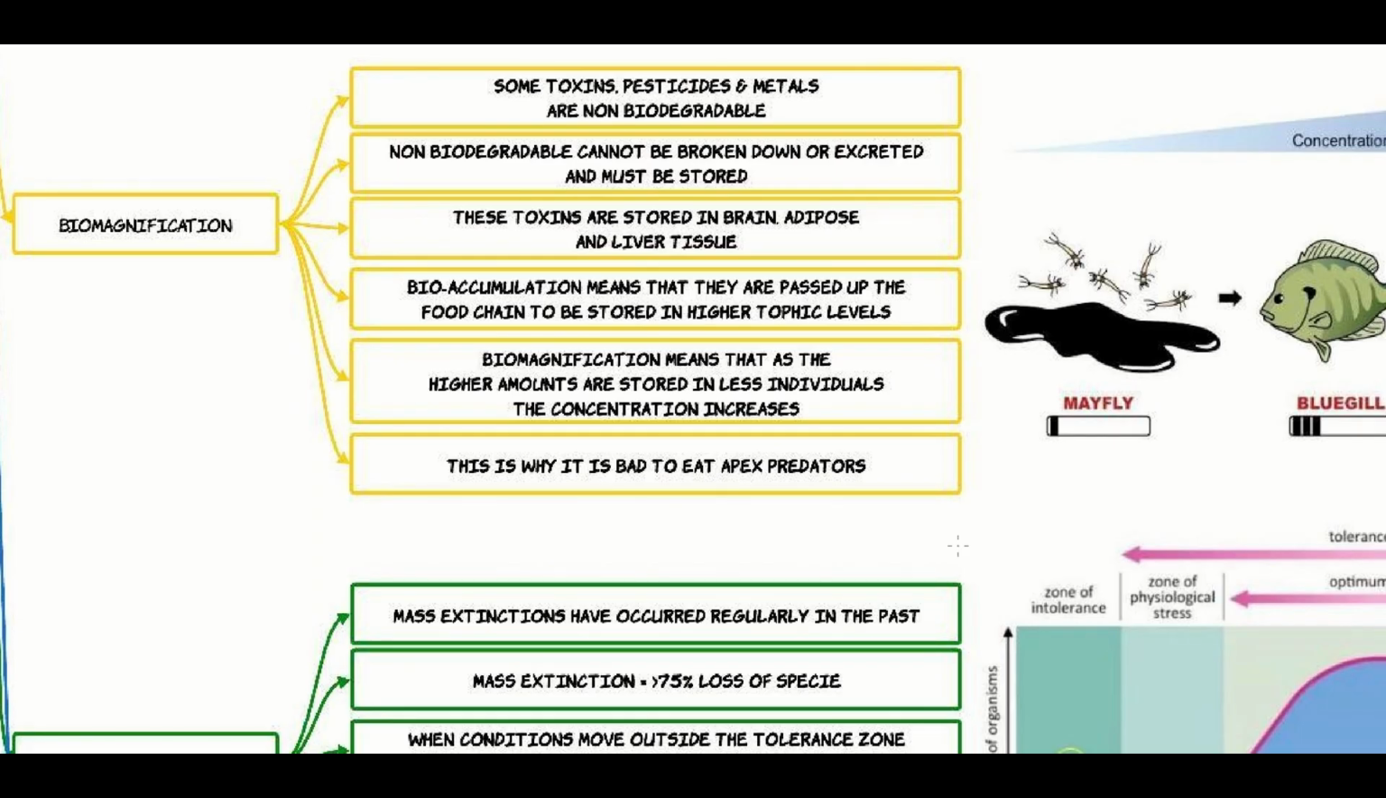Next is biomagnification. Some toxins, pesticides, and heavy metals are said to be non-biodegradable. Non-biodegradable means they cannot be broken down or excreted, but must be stored. And these toxins are normally stored in brain, adipose, and liver tissue. Bioaccumulation means as they are eaten, they are passed up the trophic levels. So the non-biodegradable toxin is stored each time, cannot be excreted, and must be passed on to the consumer. Biological magnification means that as the higher amounts are stored in fewer individuals, the concentration increases. This is why it's bad to eat apex predators.